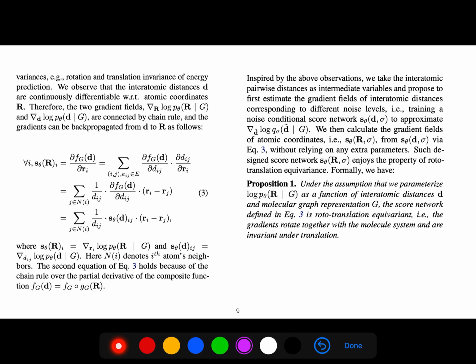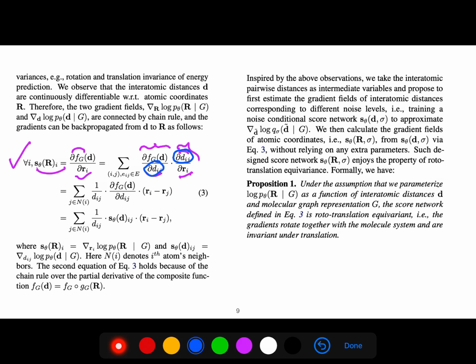So they start from basic principles. What is the score? The score is just the gradient. Now R sub i is just the position. And then by a simple chain rule, first you can differentiate with respect to D and then D with respect to R. So instead of directly going from F to R, first we have a middle variable, this middle variable D.